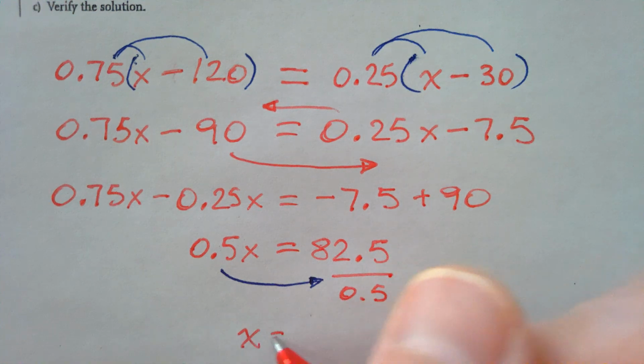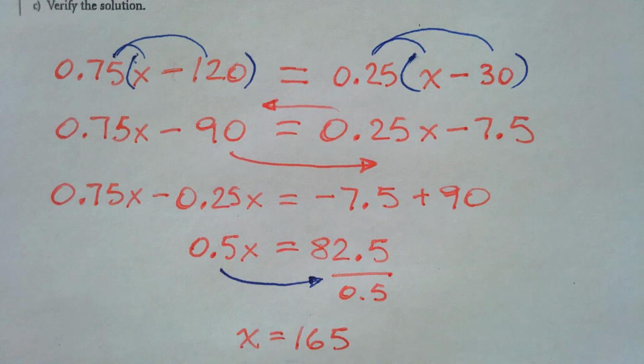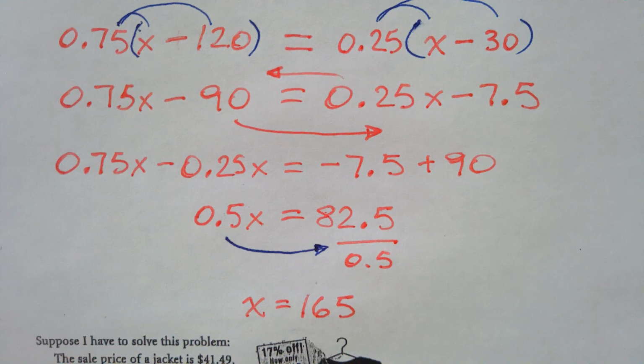So x equals 165, not 167. Alright, Aziza, what do you think my unit is here? 165 what? Okay, dollars. Yara, how about you? What do you think my unit is here?